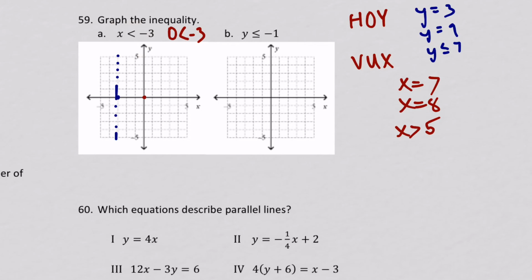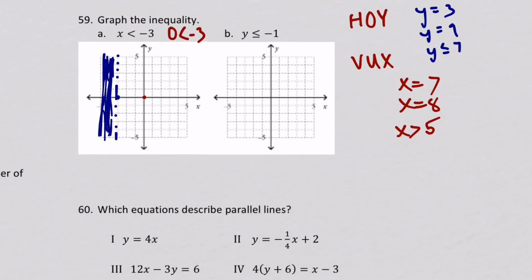And your answer should be no, right? 0 is greater than negative 3. So since 0, 0 does not work, none of these numbers work, which means I'm going to shade this side of the line. Everything on that side of the line gets shaded.